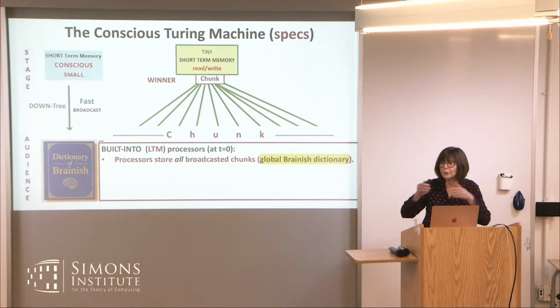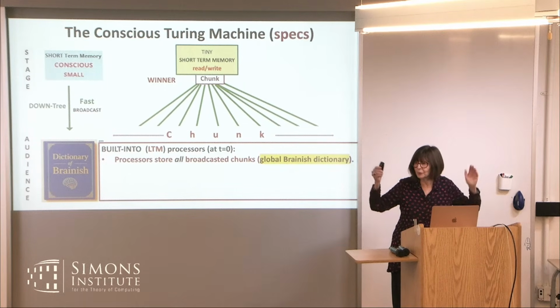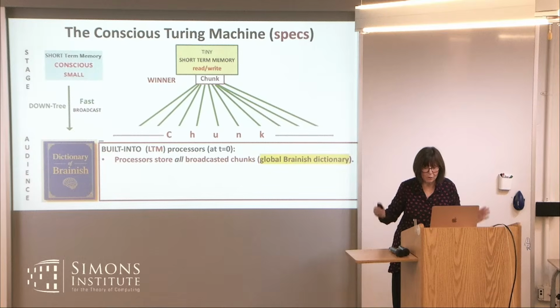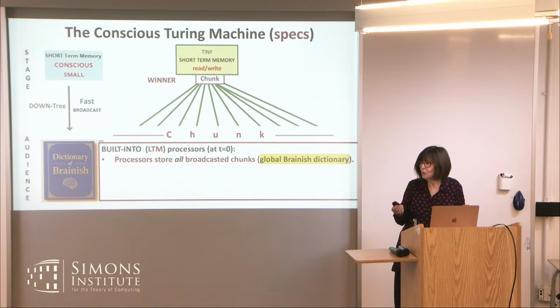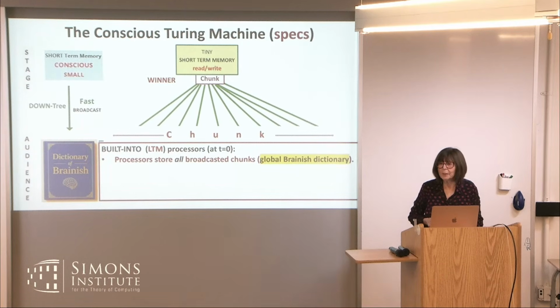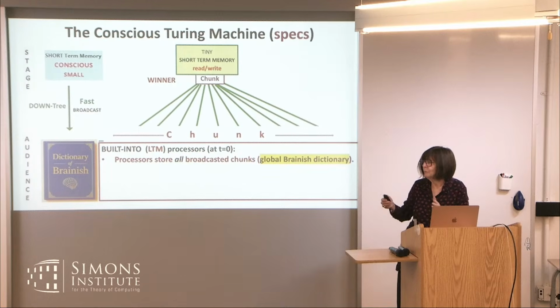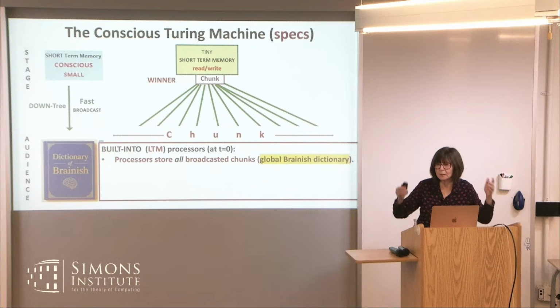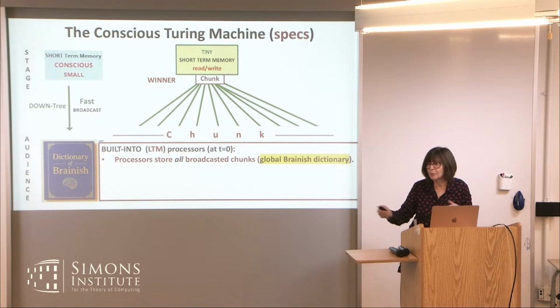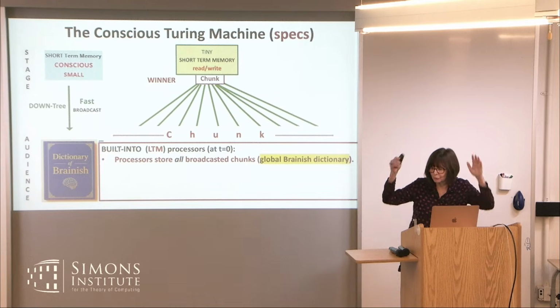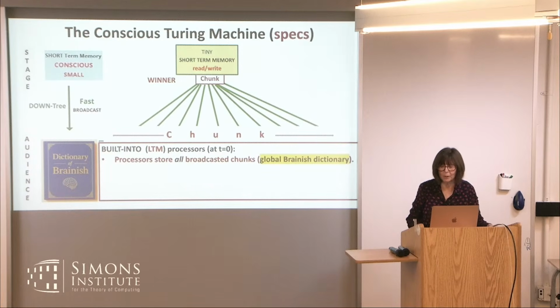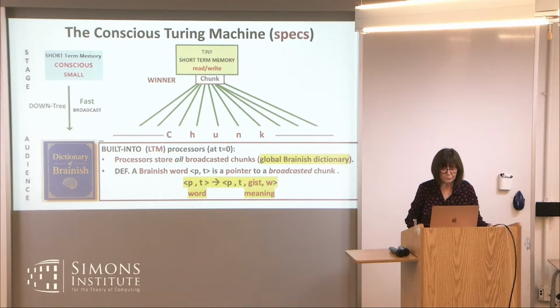Okay, so built into the long-term memory processes, I have to tell you a few more things. When the processes get these broadcasted chunks, they store them. They store all of them. We call that the global brainish dictionary, and I'll tell you more about that as we go along. All the processes have the same global brainish dictionary. They're storing all the chunks, not the ones they're getting by any other process, but just the ones coming down through the global broadcast.